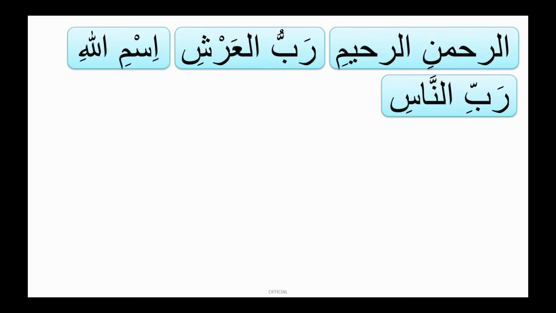It's in jar. And if it is in jar, then we would know that this is mudaf and mudaf ilayh. So Rabbin Nasi. The next word is jar, so we would say the Rabb of An-Nas. We are not going with the English meaning, but we are just connecting two words, and inshallah we would talk about the English later. Is that clear?